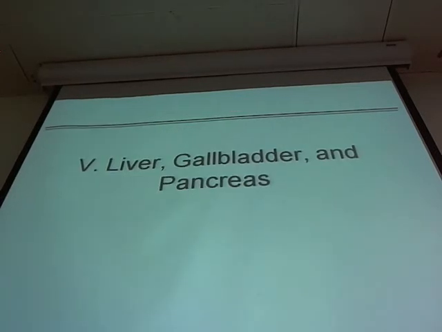Nothing in there. Liver, gallbladder, and pancreas. Those are our main accessory organs. The function of each one. The liver stores bile and does another thing. One important thing it does.